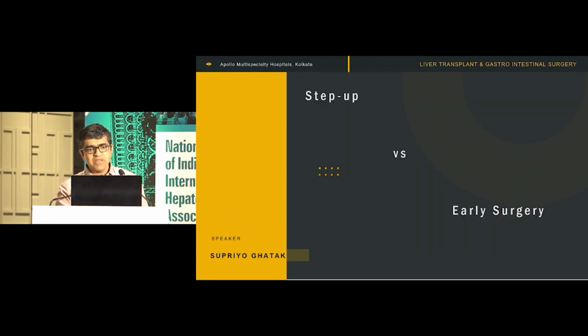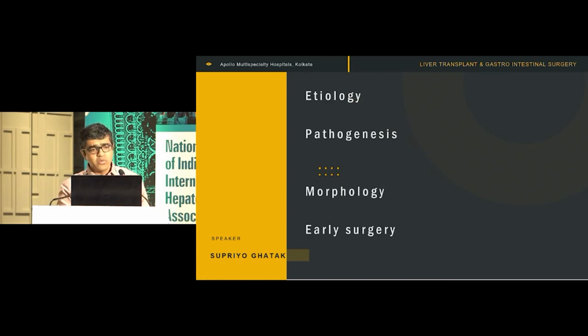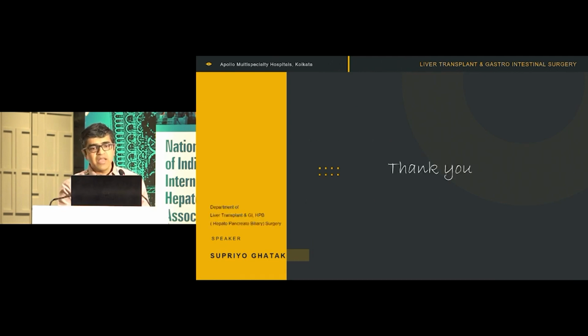So if you compare step-up versus early surgery, early surgery definitely has more data right now, but it has to be built on more if you want to prove that. And to conclude, etiology is very important. Some of the surgical strategies depend on your etiology and treatment strategies. Pathogenesis is similarly important. Morphological changes will decide your surgery, and early surgery is beneficial if you want better pain relief over the long term. Thank you for your kind attention.